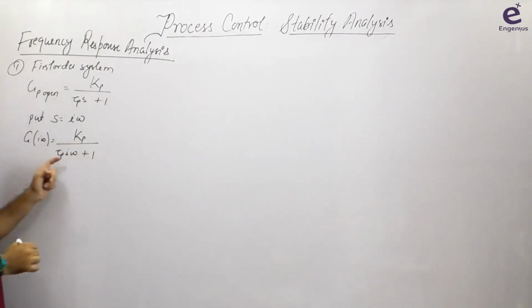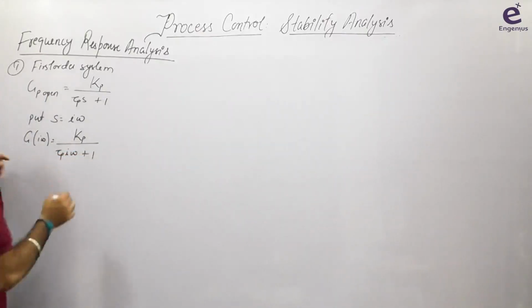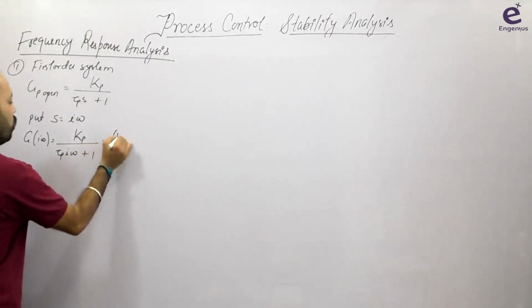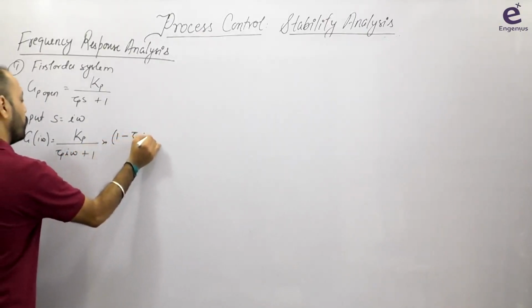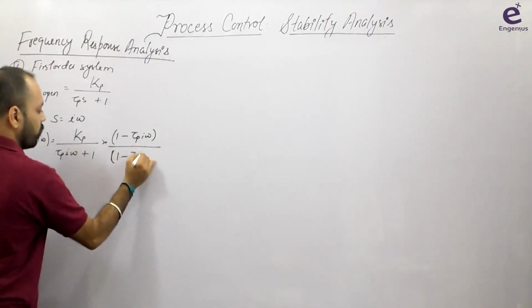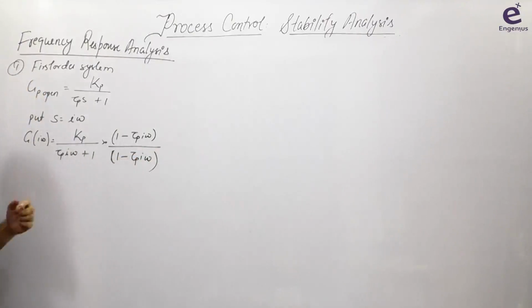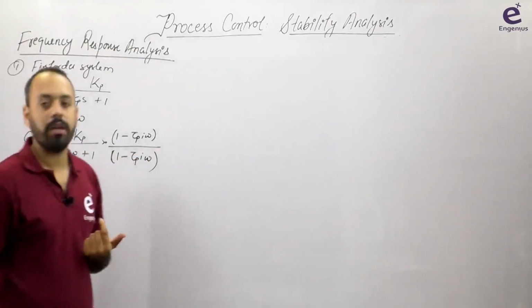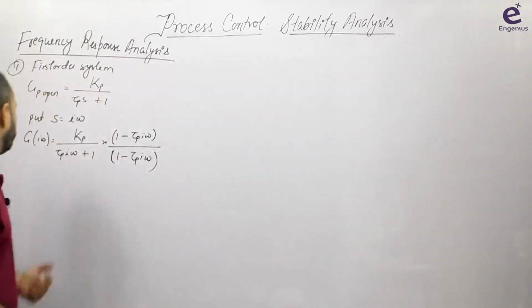Whenever iota is in the denominator like that, you rationalize it to convert it into the standard form of a + iota b. We multiply and divide by the conjugate and convert it. What is the next step? I want to convert it into the standard form of a complex number. So this is how we do it.